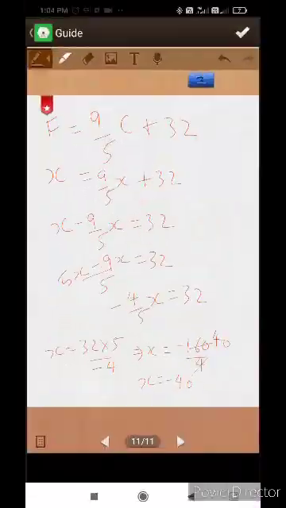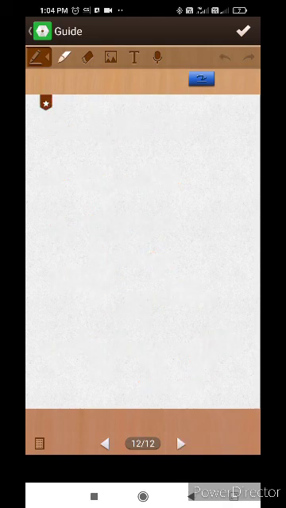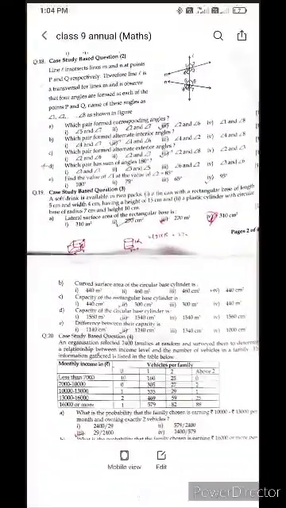Angle: 180 minus 85, that is equal to 95 degrees. So 95 degrees is the correct answer.